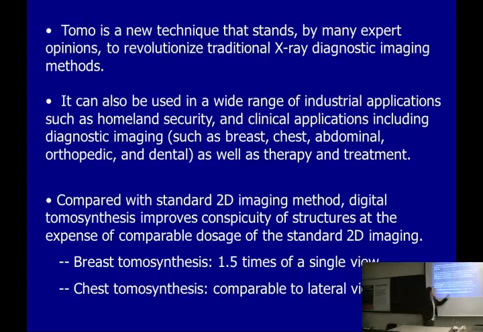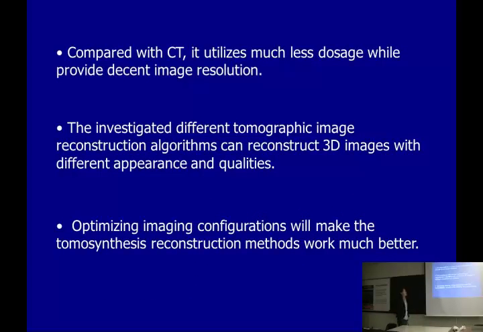For chest imaging, the dosage is comparable to a lateral view. In chest imaging, basically you do PA, posterior-anterior, from back to front, and the lateral from the side. So our dosage is comparable to a single side view. And in our lab, we do the reconstruction algorithms to reconstruct three-dimensional objects, and we also work on image quality and other associated things to optimize the imaging configuration.